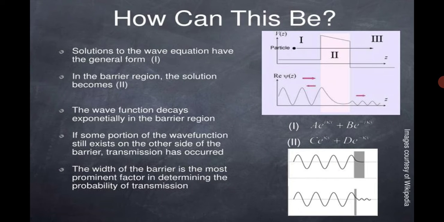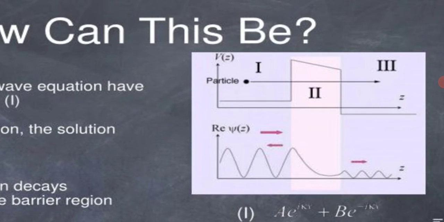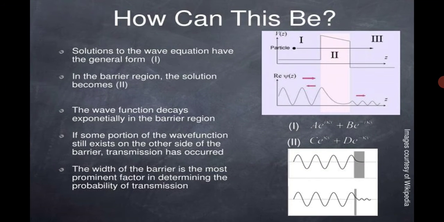How can this be? The solution to the wave equation has a general form. Now, as in the figure, there is a particle. As shown in the figure, you can observe that there are three parts: portion 1, portion 2 and portion 3. The particle is supposed to pass through portion 2 to portion 3. Here we can observe the tunneling effect.